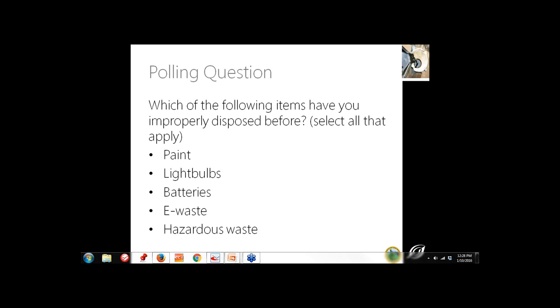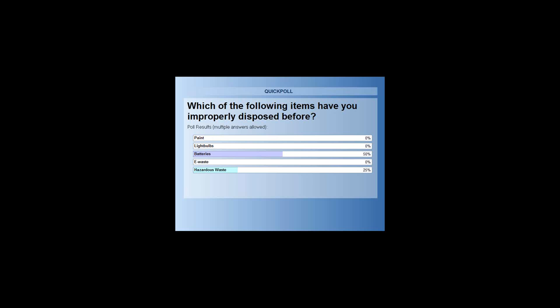Okay, I think we have everybody's votes. A lot of people said batteries. Huge. It's such a small item, and it seems so insignificant to go out of your way. You can just hide it in the trash can and nobody knows. That is a huge one.